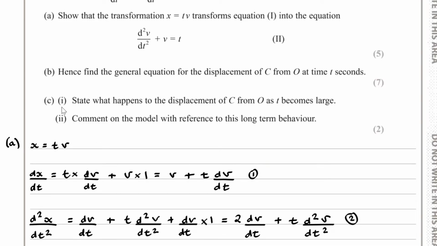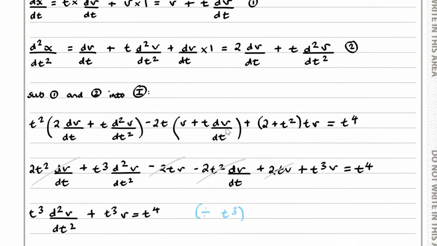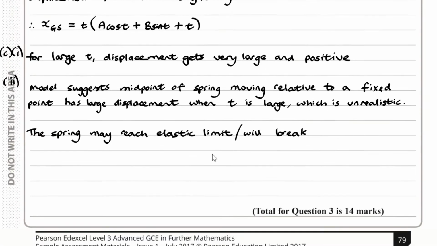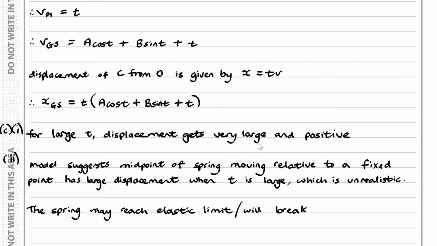For part C, for the first part, we have to state what happens to the displacement of C from O as t becomes large, and then comment on the model with reference to this long-term behaviour. Well, what we see over here is that for large t, the displacement gets very large and positive, and then the model suggests the midpoint of the spring moving relative to a fixed point has large displacement when t is large, which is unrealistic, and the spring may reach an elastic limit or will break. That's why it's unrealistic.